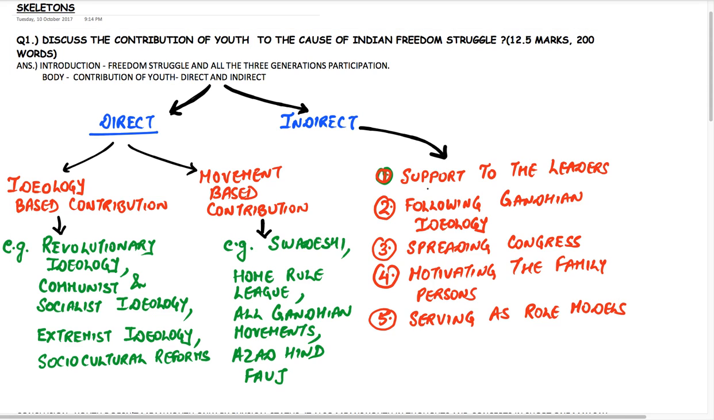Indirectly, the youth gave support to the leaders in front. The leaders were the old age people. Secondly, the youth also followed Gandhian ideology and helped Gandhiji to get popularized amongst the masses. Third, the youth was very instrumental in spreading Congress in the rural areas. Fourth, the youth motivated the family members also, because seeing the youth in the family participating, the other family members also came forward to participate in the freedom struggle. And some of the youth served as role models. Shahid Bhagat Singh, even today, is a role model. So one can explain the direct and indirect contribution of youth.